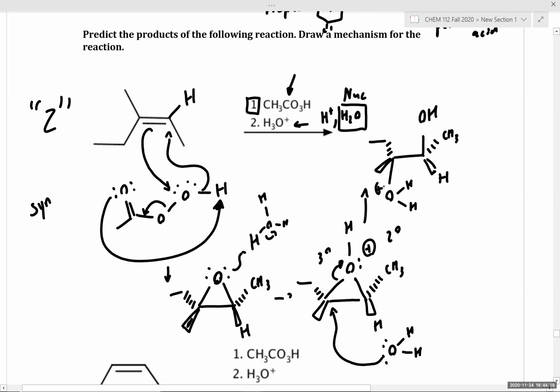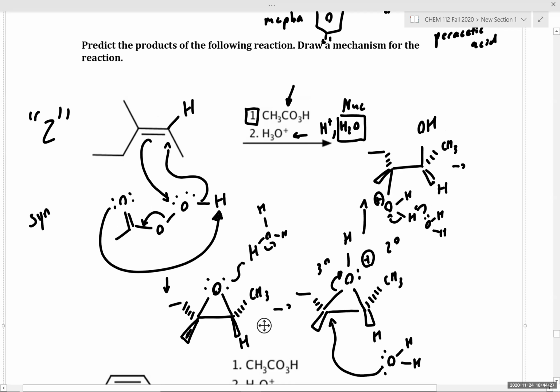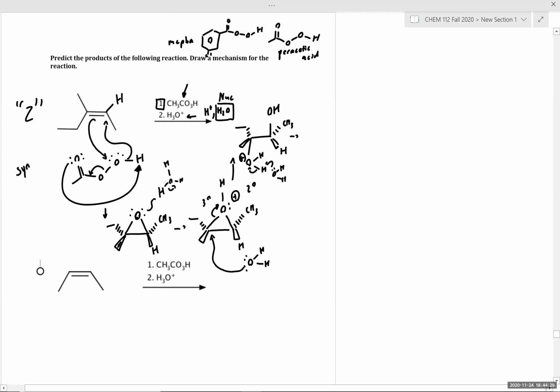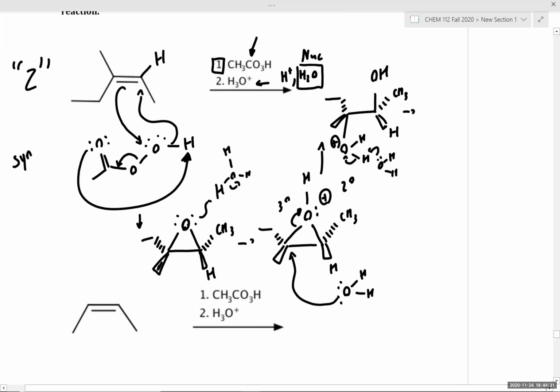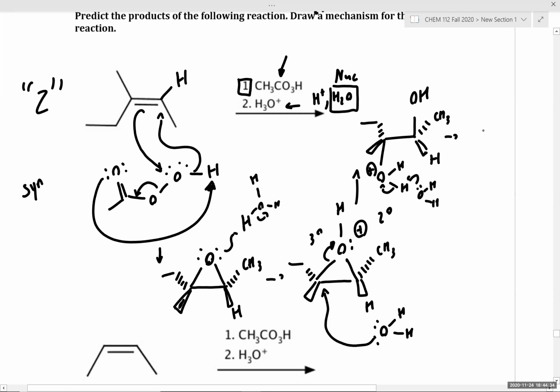Okay, and of course we can pull off this proton really quickly. Okay, and once we pull off the proton, we end up with the following anti-diol.